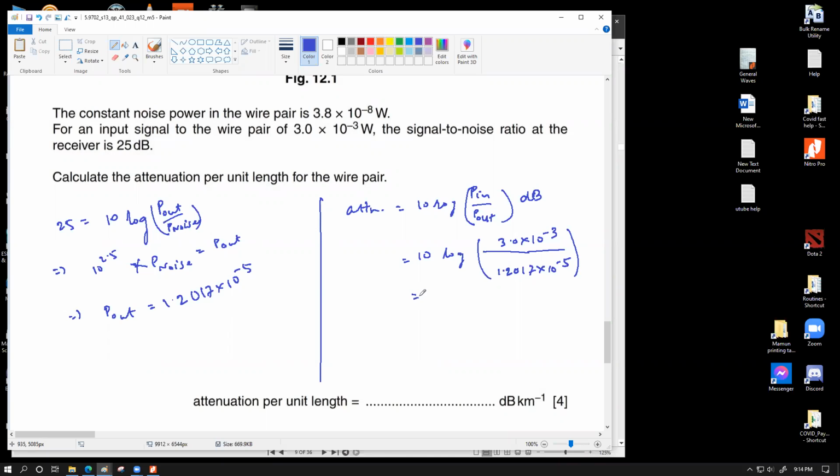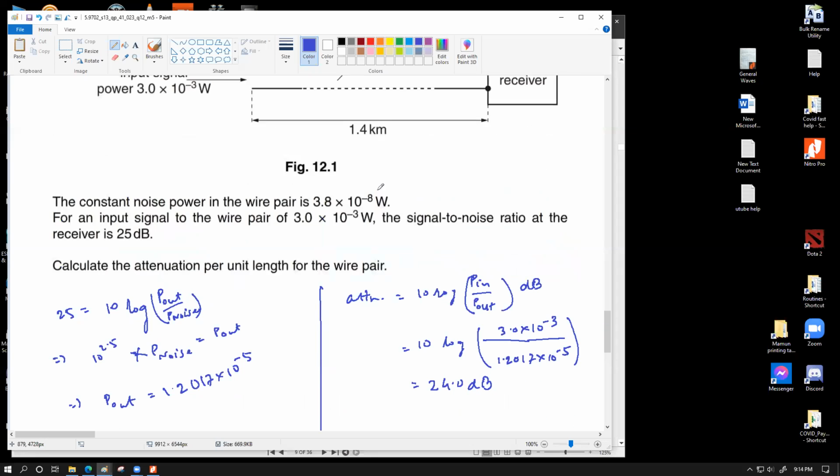So, hold up. Okay, so 3.0 10 to the power minus 3 divided by answer, log of answer into 10. I'm getting 23.97, 24.0 decibel, and that is going to happen over a duration of 2.8 kilometer because we have two pairs over here.